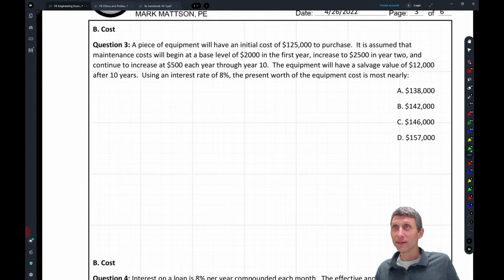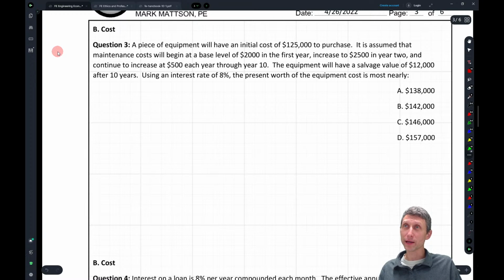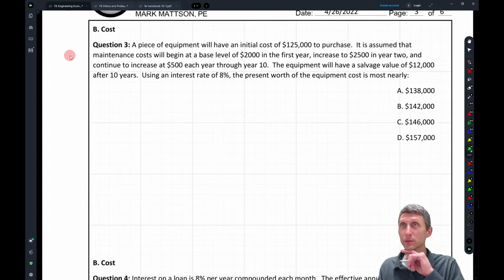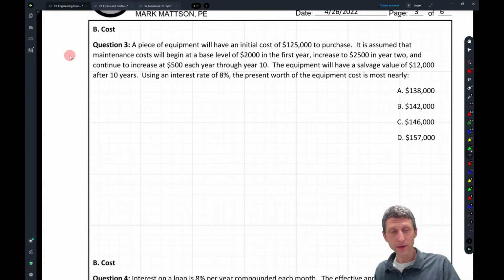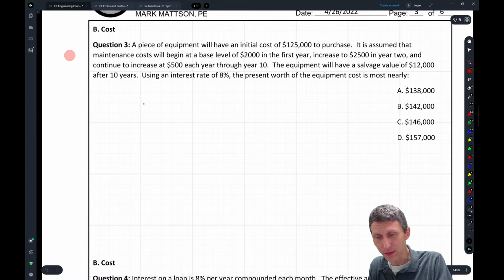So let's keep going here. Question 3. A piece of equipment will have an initial cost of, so now we're into cost. So we're just in time value of money. Cost. A piece of equipment will have an initial cost of $125,000 to purchase. Assume that maintenance costs will be a base level of $2,000, and then they'll increase $500 each year and keep going through year 10. The equipment will have a salvage value of $12,000 after 10 years. Using an interest rate of 8%, the present worth of the equipment is most nearly. So again, this is just looking at how much is something going to actually cost.